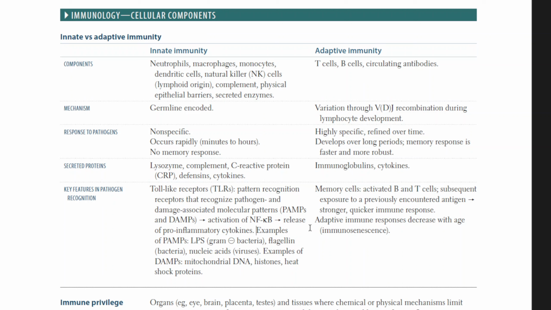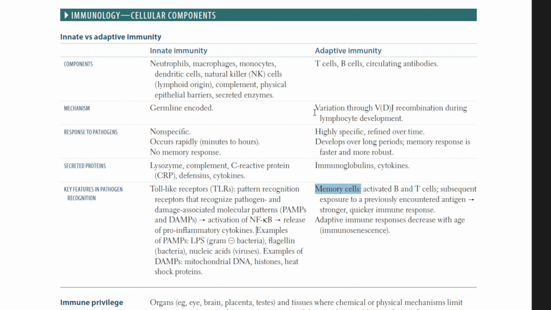Compared to the other side, in adaptive immunity, instead of this whole process happening, what happens is there are going to be memory cells. Those memory cells recognize the pathogens from before, and they act against them. So in adaptive immunity, we have the T cells, the B cells, and circulating antibodies.